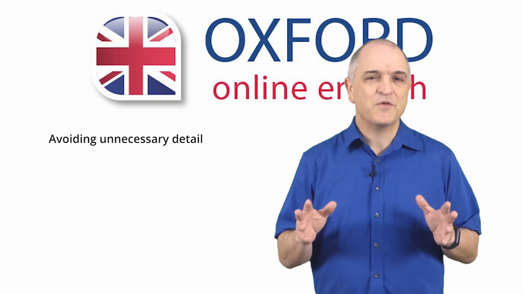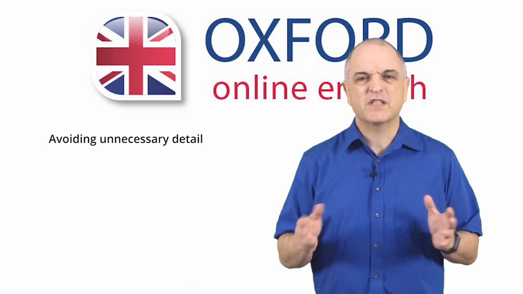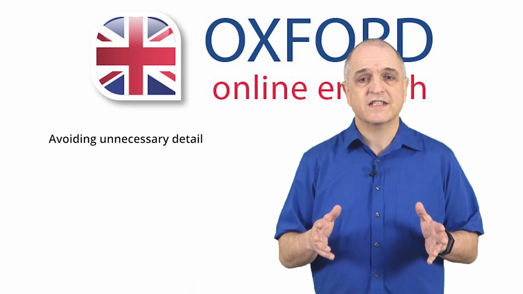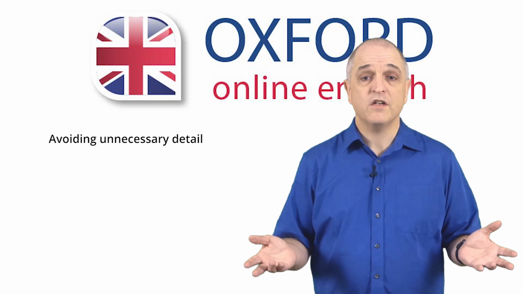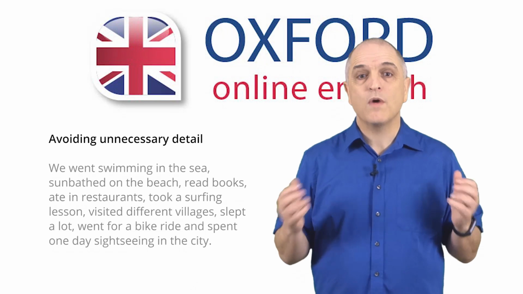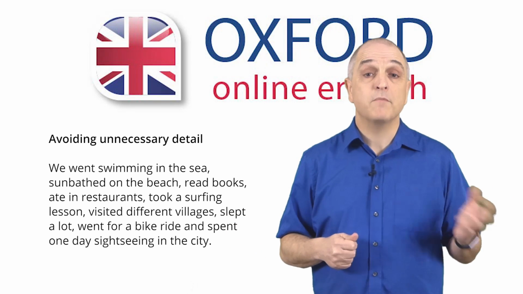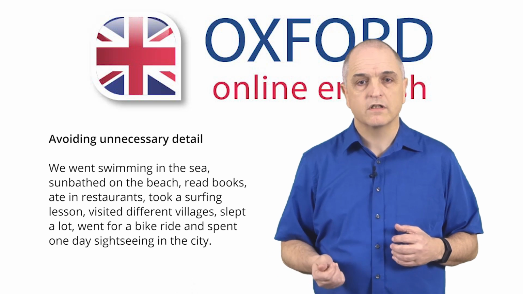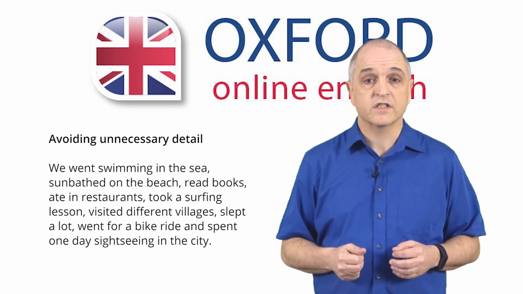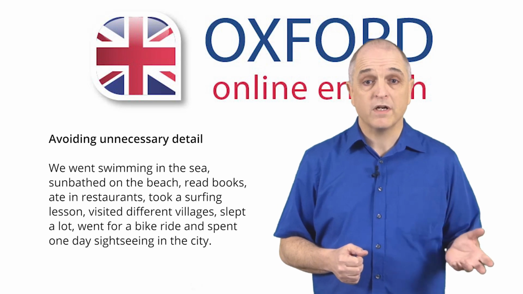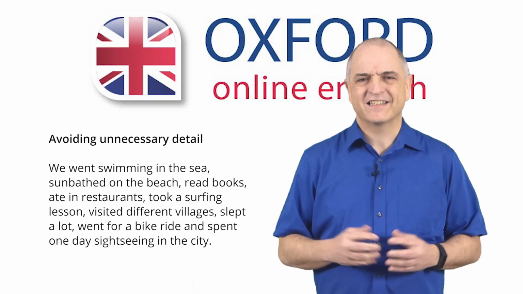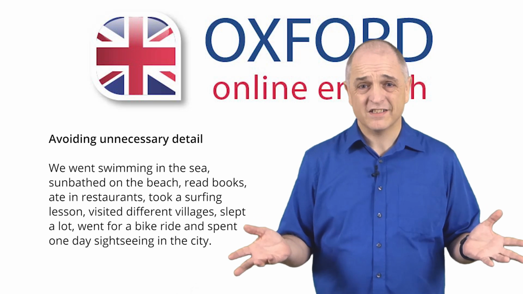Finally, another way to use vague language is when shortening a list. Imagine that your friend just came back from vacation, and you ask, what did you do? Your friend says, we went swimming in the sea, sunbathed on the beach, read books, ate in restaurants, took a surfing lesson, visited different villages, slept a lot, went for a bike ride, and spent one day sightseeing in the city. That doesn't sound good, right?